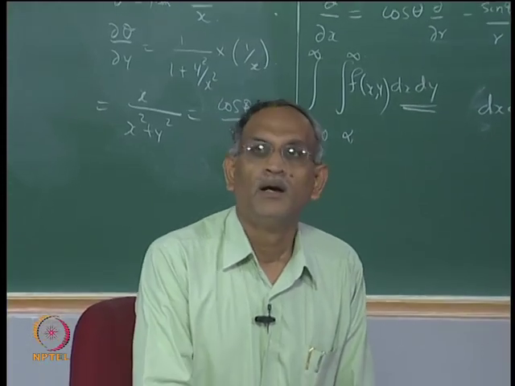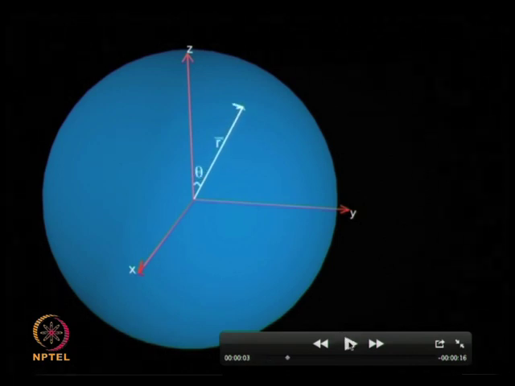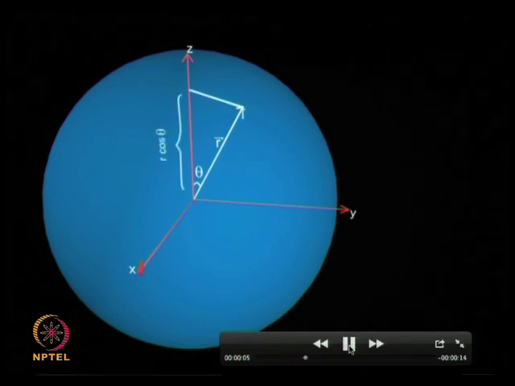Okay. Now, what you have here is the spherical polar coordinate system. Well, it looks like a sphere, but you can see the axis system, right-handed coordinates. Any arbitrary point with the coordinate x, y, z has, in the polar form, theta as the polar coordinate with reference to the z axis, and the projection of the vector r on theta gives you r cos theta.